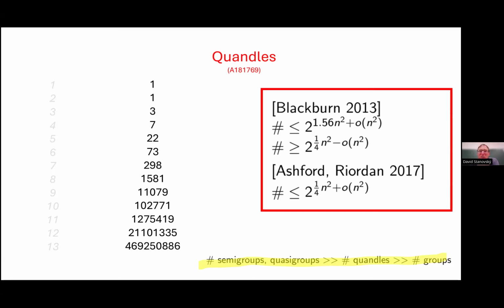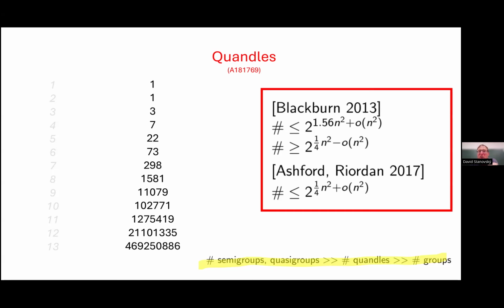The upper bound is trickier. So Blackburn figured out a useful representation of quandles that I will explain a little bit later. And based on this representation, he was able to obtain upper bounds using some results from group theory. And the constant that he got can be estimated like 1.56.